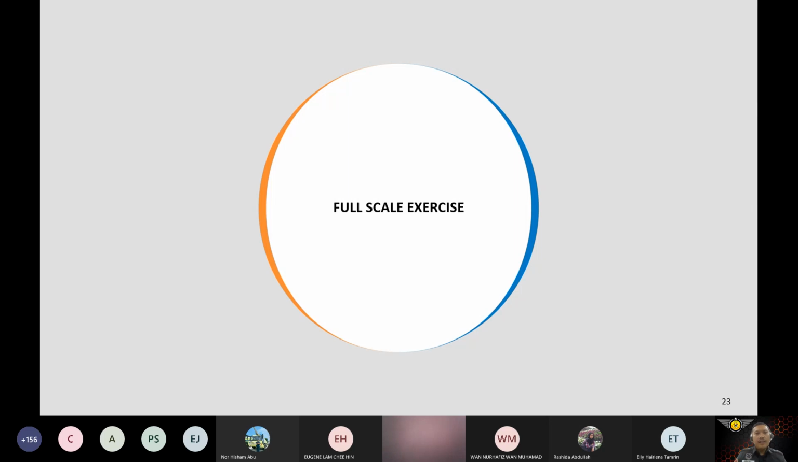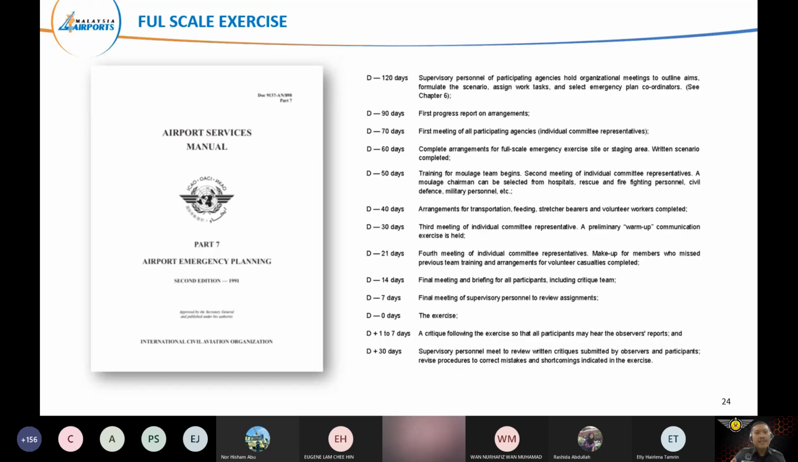So last but not least is the full-scale exercise. As we know, the details on how we organize an aerodrome full-scale exercise are in the ASM Part 7, Airport Emergency Planning, whereby ICAO has details on at least 120 days to prepare and organize this full-scale exercise. This is the common guideline.